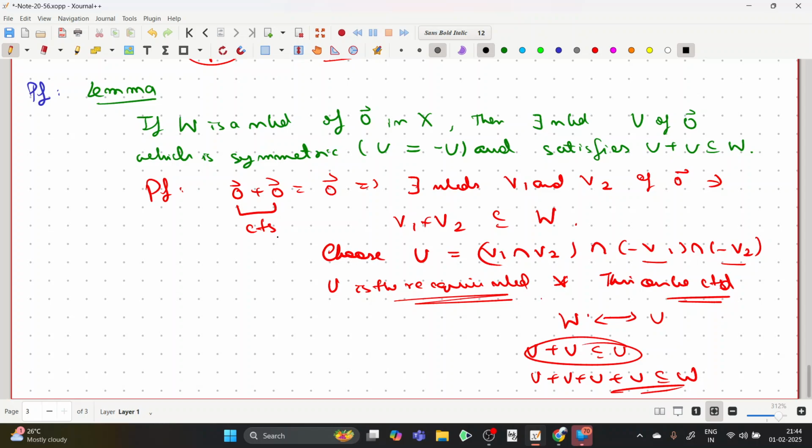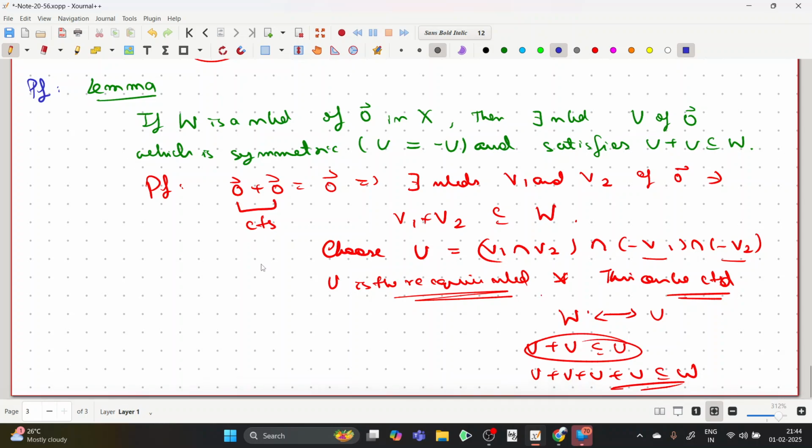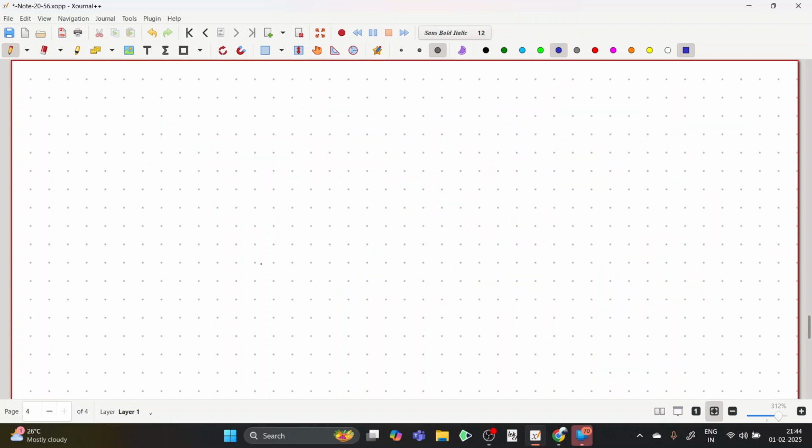Okay, so now let us come to the proof of the theorem. Let me add an extra page. Proof of the separation theorem.